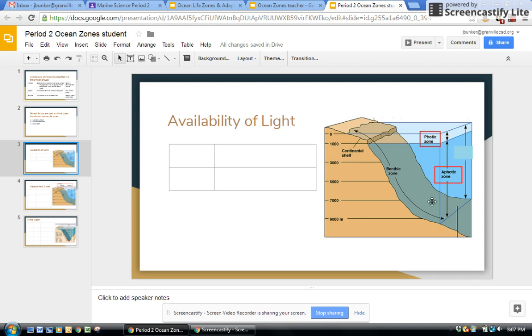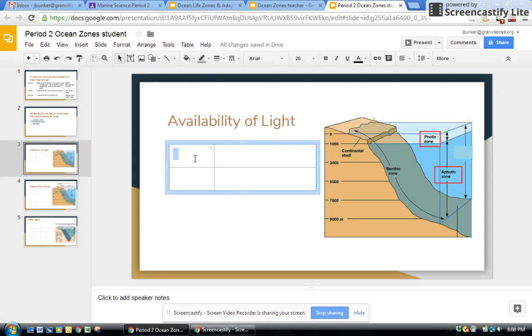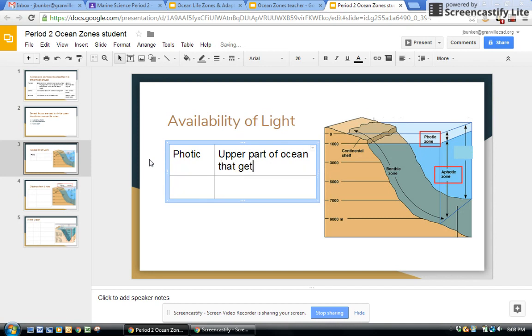You can see here in the diagram, the blue obviously is water. The two red boxes are the two zones we're going to put in our chart here. From about the surface to about 1,000 meters is what's called the photic zone. That word probably sounds familiar to a word that you've learned before, photosynthesis. This is the upper part of the ocean where photosynthesis is occurring. This is the light zone. So the upper part of the ocean that gets sunlight. This is where photosynthesis occurs.